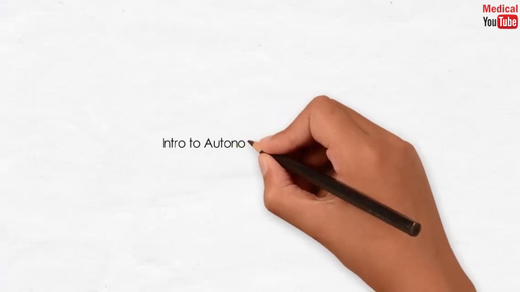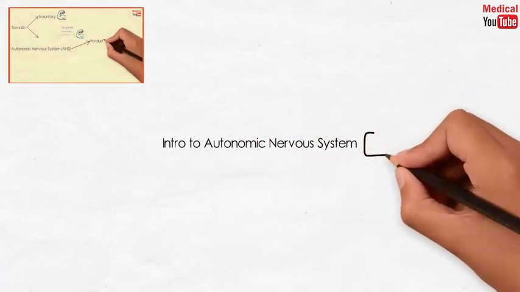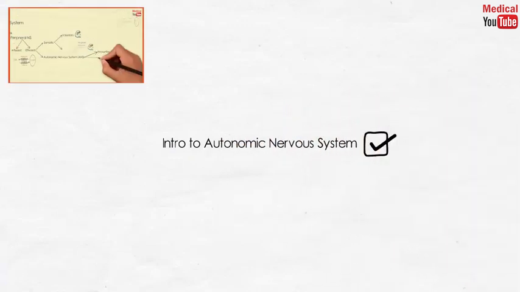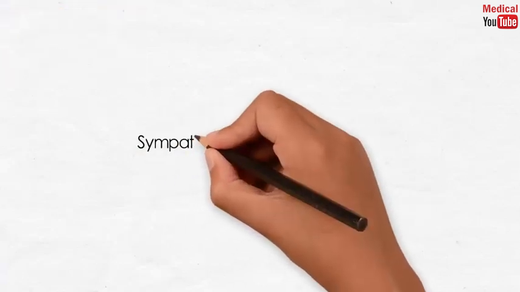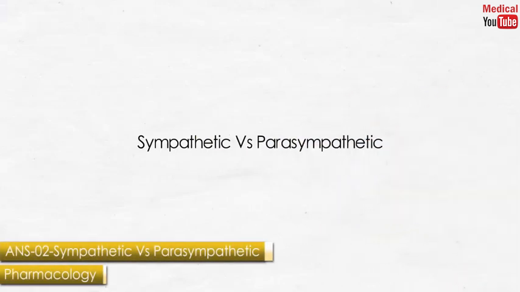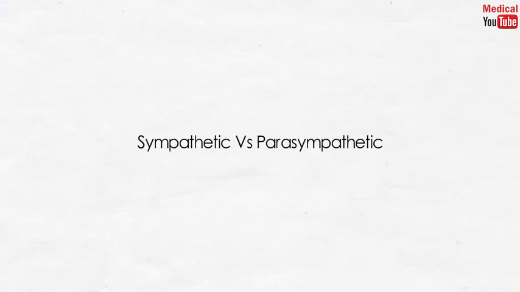In the previous lesson we discussed an introduction to the autonomic nervous system. If you haven't seen it yet, you'll find the link down in the description. In this lesson we'll discuss the actions of the sympathetic and parasympathetic nervous system. But first there is some basic information you should know.